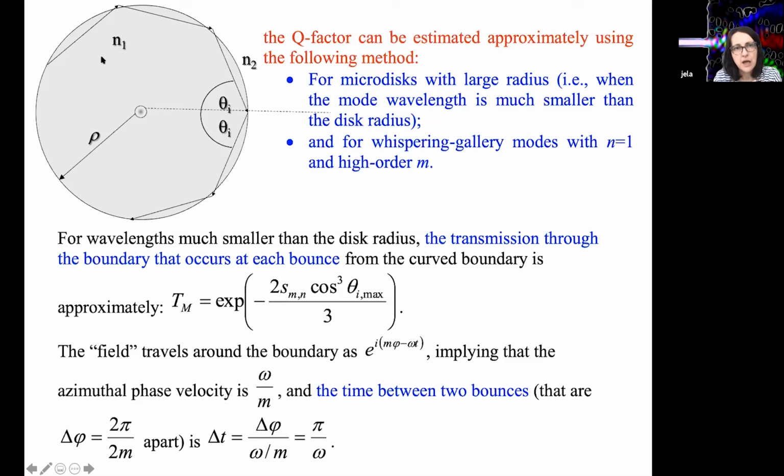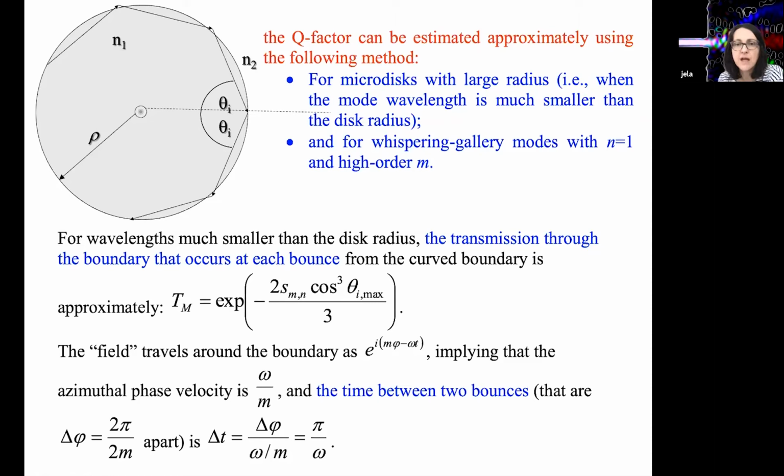So if you have 2m bounces, right, they would be 2 pi divided by 2m apart. So the angle between two reflections is 2 pi divided by 2m, which is pi over m. So the amount of time that it would take for the wave between two bounces from the interface would be obtained by dividing delta phi by the azimuthal phase velocity. So that's pi over m divided by omega over m, and that's just pi over omega. So pi over omega is the amount of time that it takes for the wave to go from one bounce to another bounce.